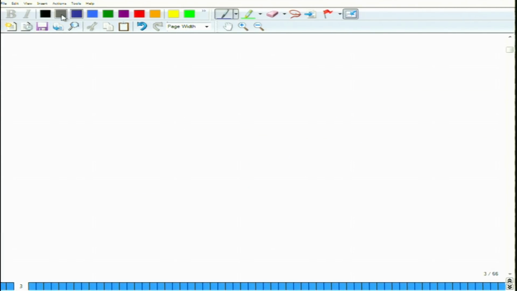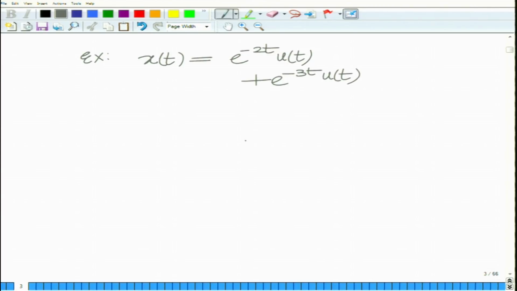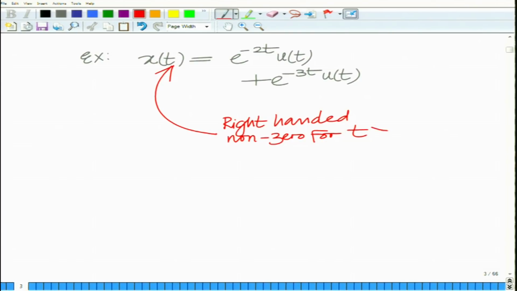So, let us look at a simple example to understand this. Example: consider x(t) equals e raised to minus 2t u(t) plus e raised to minus 3t u(t). This is a right handed signal, you can clearly see that. It exists only for t greater than 0, non-zero only for t greater than or equal to 0.